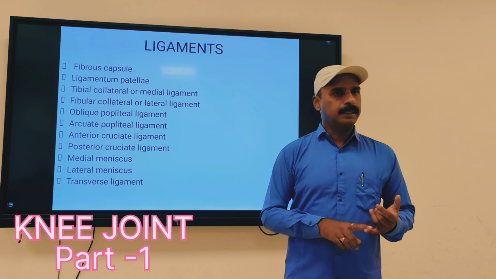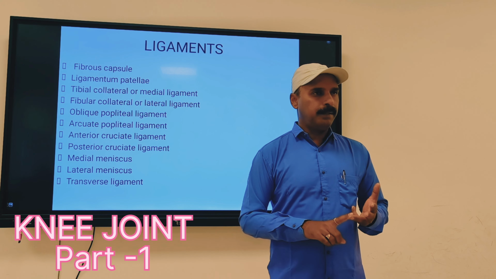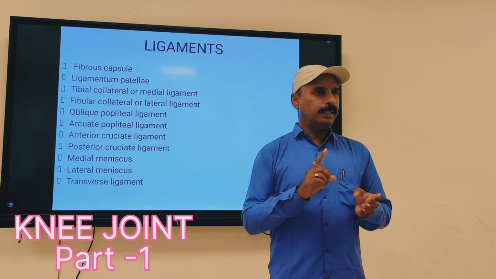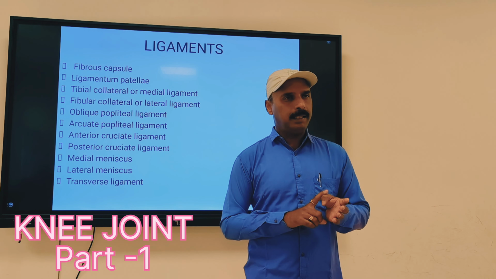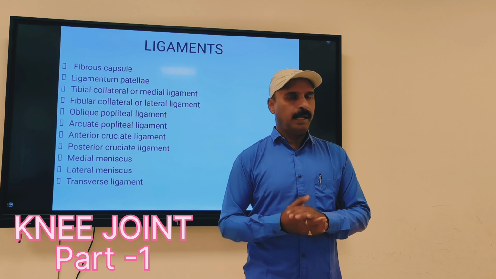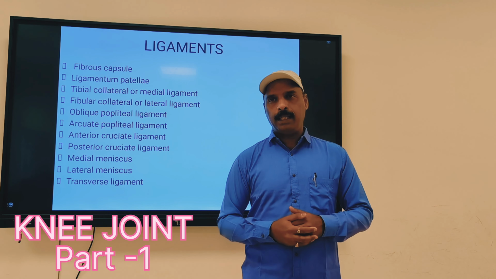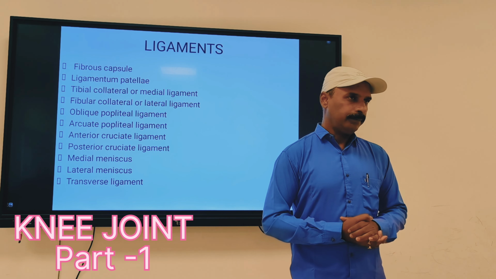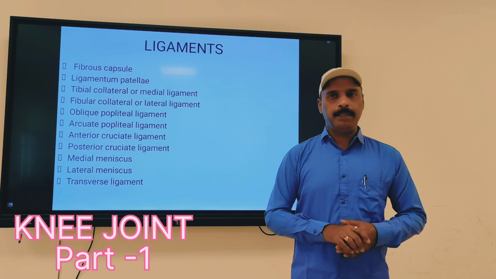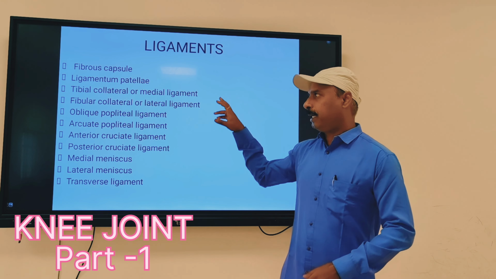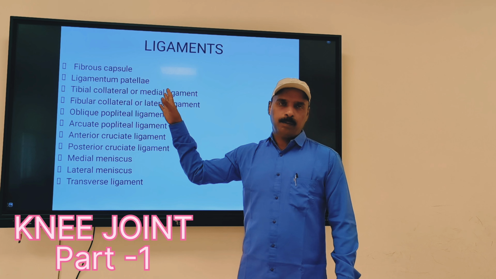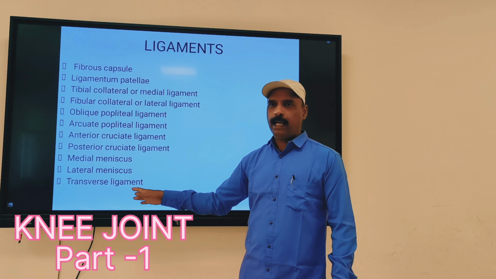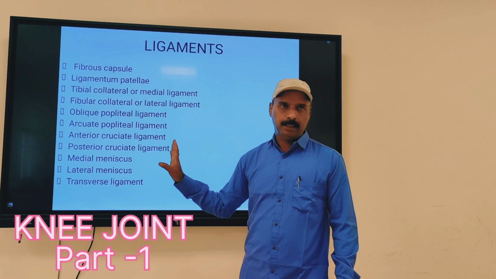We are going to get the fibrous capsule. Then you will come across the ligamentum patellae, tibial collateral ligament, fibular collateral ligament, oblique popliteal ligament, arcuate popliteal ligament, anterior cruciate ligament, posterior cruciate ligament, medial meniscus, lateral meniscus, and transverse ligament. So these all are the 11 ligaments you have to know, so that we can understand this. I have told you the fibrous capsule and the remaining ones, including medial meniscus and lateral meniscus. Till that you have the 11 ligaments. This is a must you have to know.